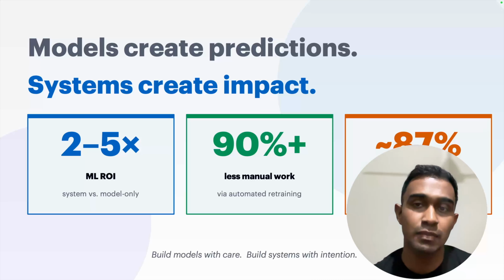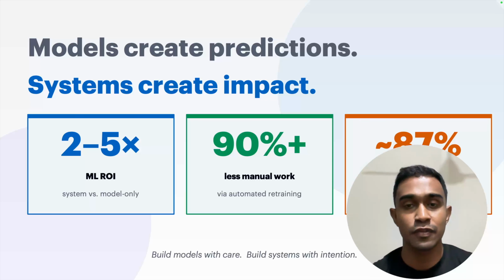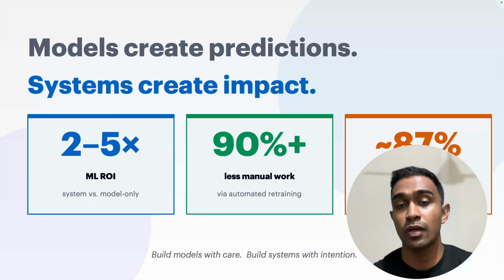So this kind of system thinking is what transforms a proof of concept into an actual product. And it's what separates teams that just experiment from teams that ship real solutions. Build your models with care, build your systems with intention. That's how you unlock real value.